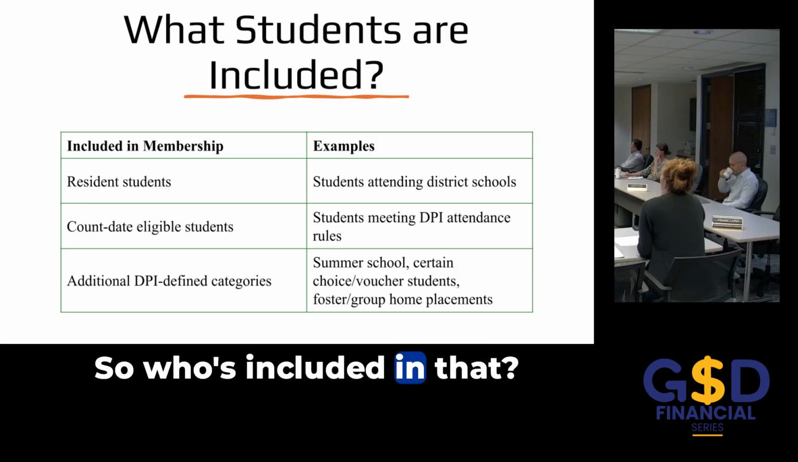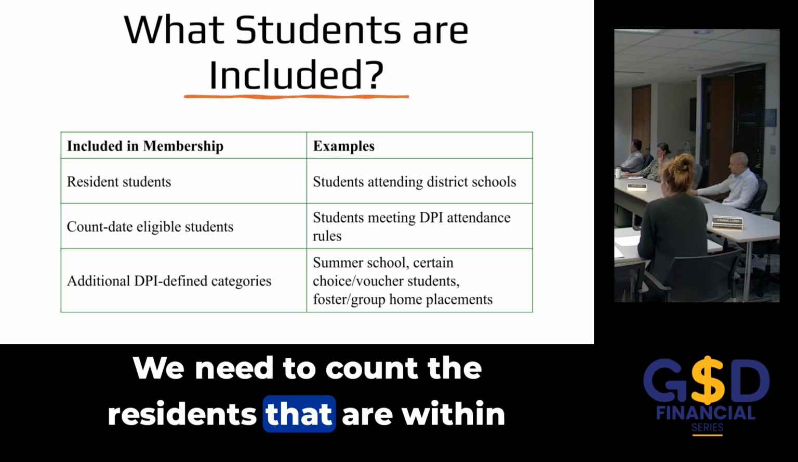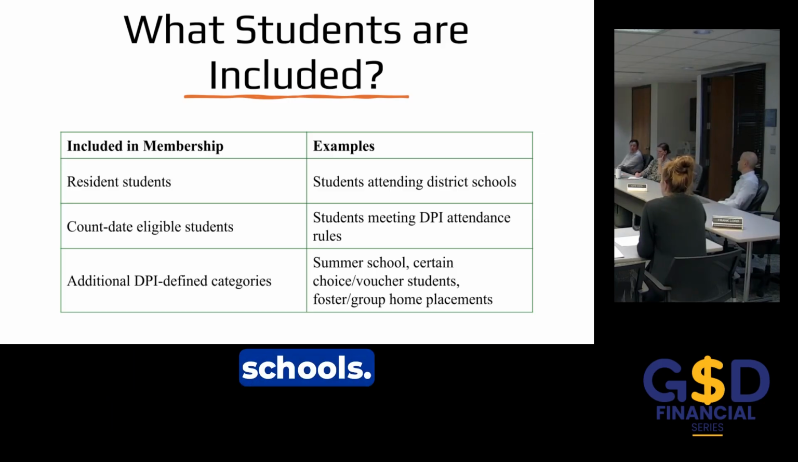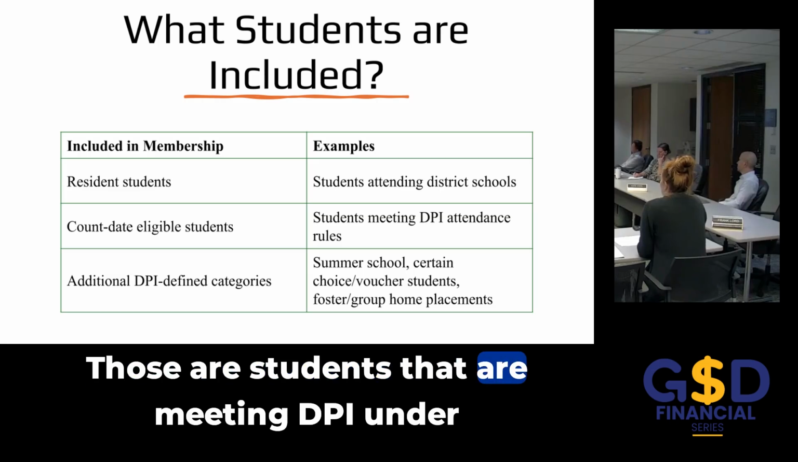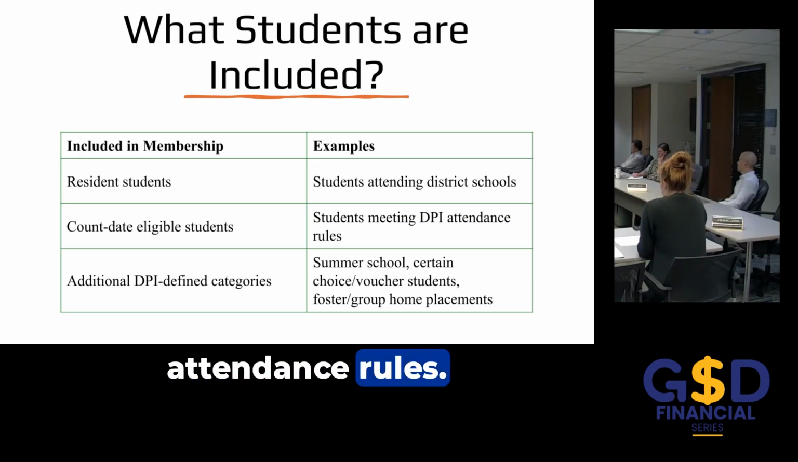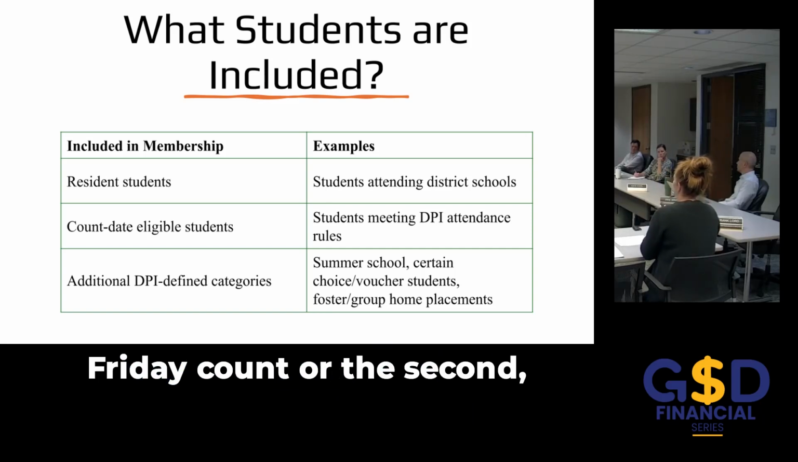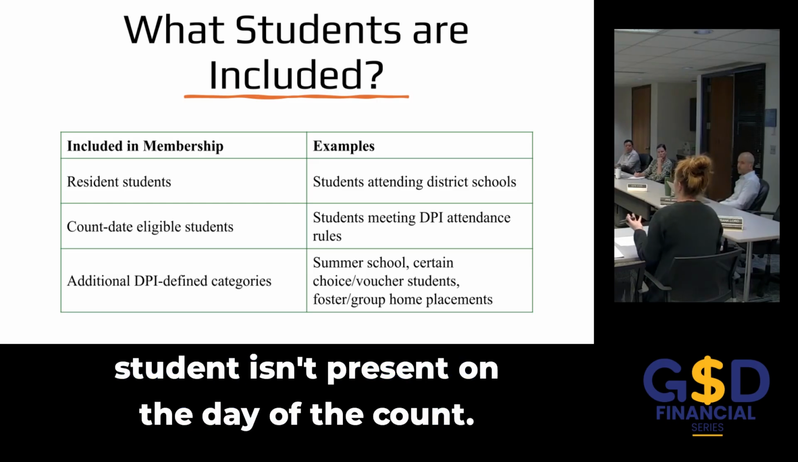So who's included in that? So obviously resident students, right? We need to count the residents that are within our boundaries, and those are students who are attending our district schools. We have to include count date eligible students. Those are students that are meeting DPI attendance rules, and a little bit into the weeds here, but on a specific count date, so whether it's the third Friday count or the second Friday count, there is some flexibility in there. So say that a student isn't present on the day of the count.